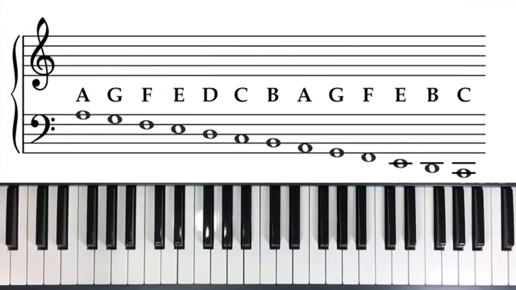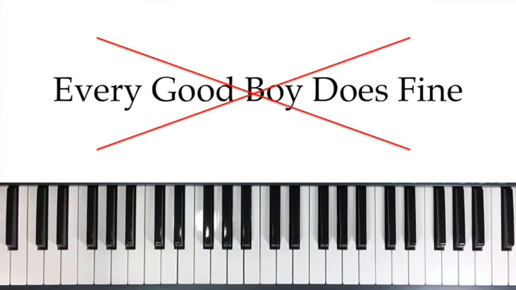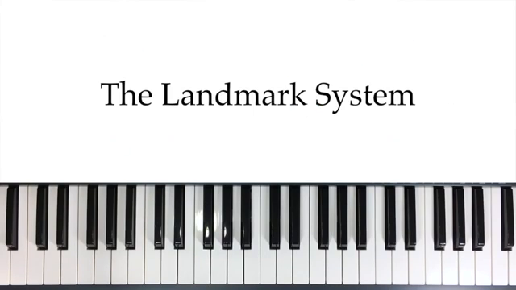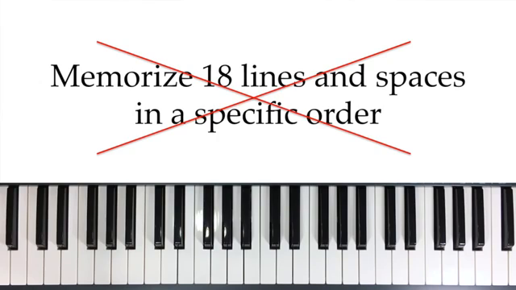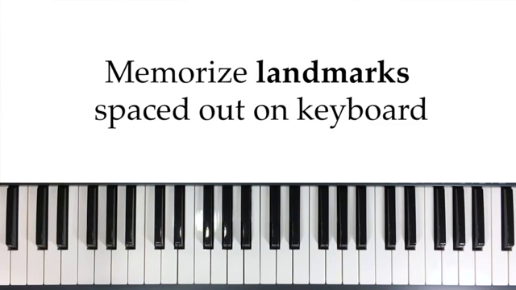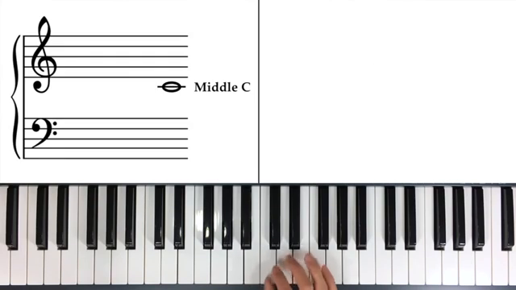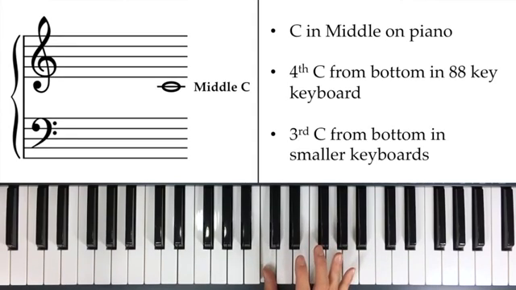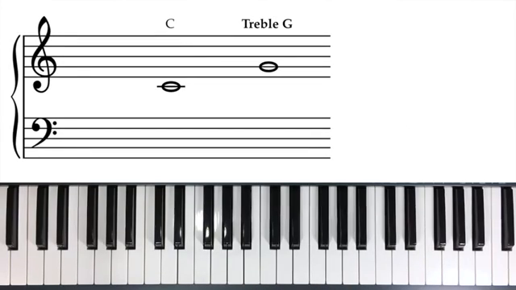So with this knowledge now of lines and spaces, we can replace "every good boy does fine" with what I call the landmark system. Instead of memorizing 18 lines and spaces in a specific order, memorize just a few landmarks evenly spaced across the keyboard. So our first landmark in the music is middle C, right here. So middle C is the C in the middle of your piano. It's the 4th C from the bottom of an 88 key keyboard, and the 3rd C from the bottom on smaller sized keyboards. Now, our next landmark is treble G.